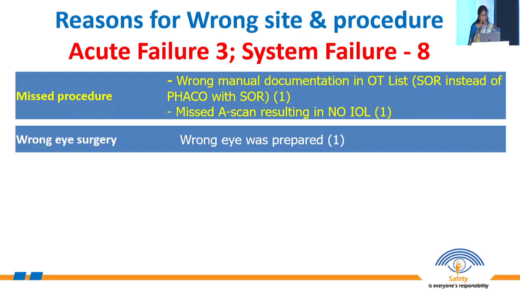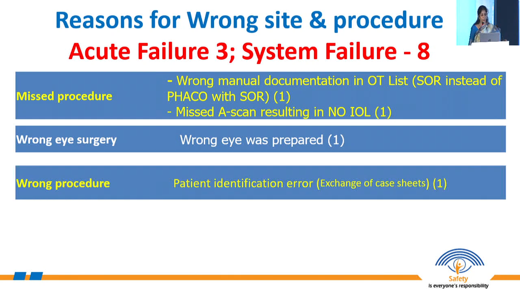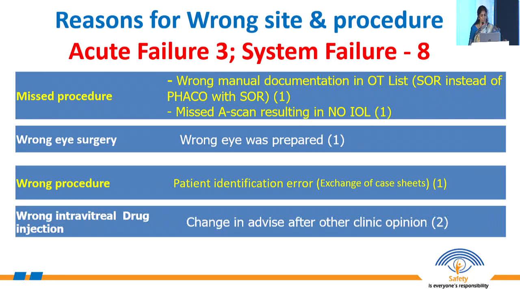Here the different causes were: the manual documentation in the OT list was not done properly, so SOR was mentioned instead of SOR with phaco. A missed A scan, so the patient could not receive an IOL on the table. The wrong eye was prepared, where the drape was put on the wrong eye. And a patient identification error, because the case sheet was exchanged in one patient.